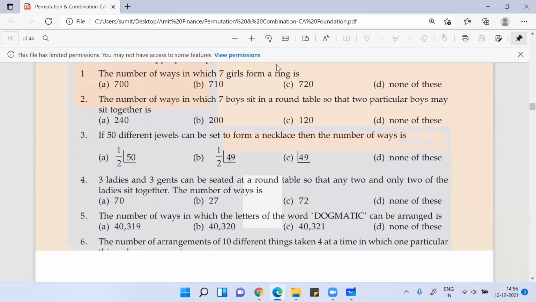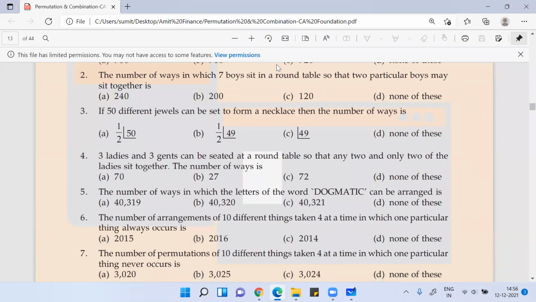The next question: the number of ways the letters of the word DOGMATIC can be arranged. Simple, I think. It's an 8-letter word, D-O-G-M-A-T-I-C, so it would be 8 factorial, 40320. Sixth question. Option A, sir.